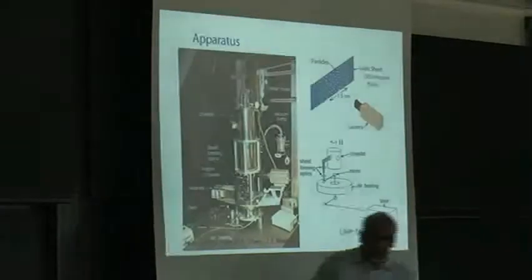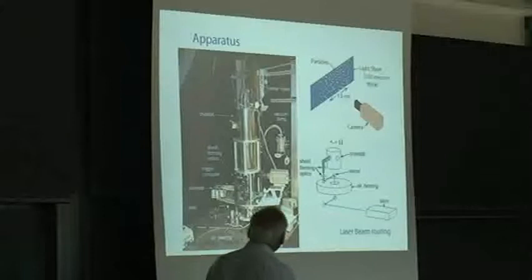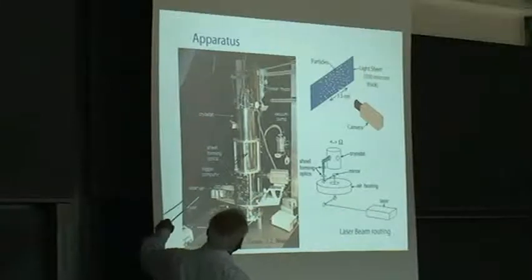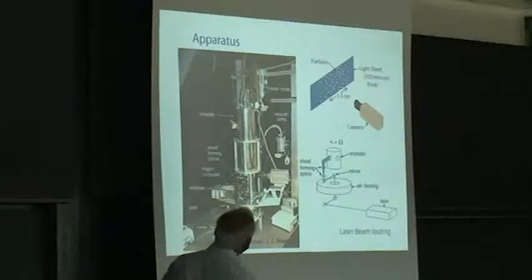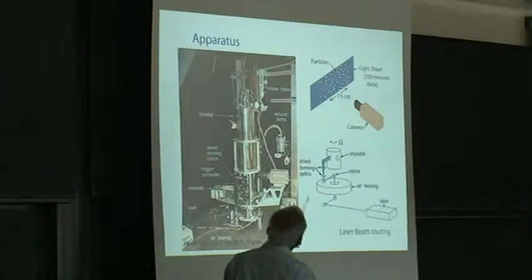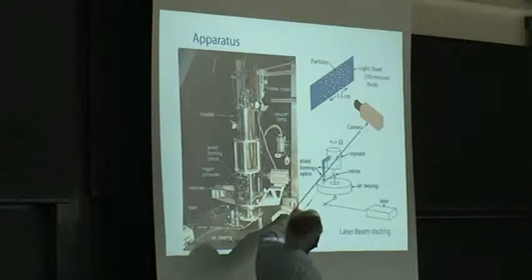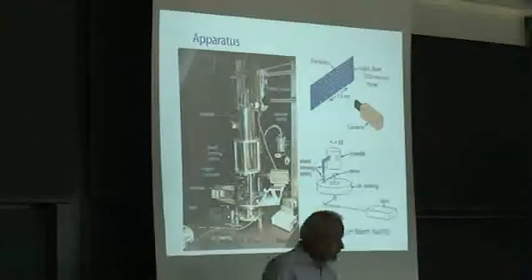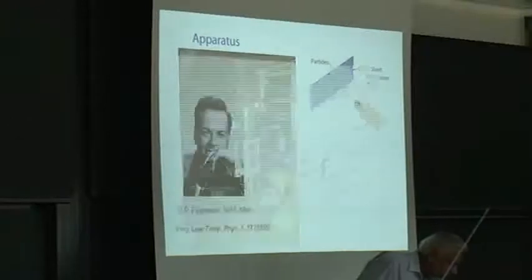So the apparatus is very simple. It's a desktop thing, as you can see, on an optical table. So a cryostat, and inside it is the helium, and there are particles introduced, and the particles are marked by the camera, the usual stuff, like you do with PIV, for instance, by and large.